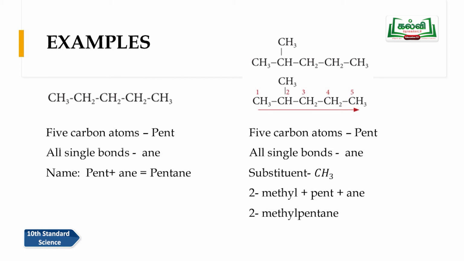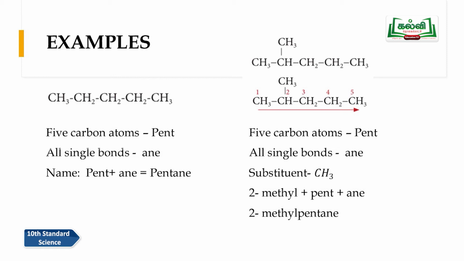How many carbon atoms are there? There are 5 carbon atoms. Therefore, what will be the root word? The root word will be pent. Next, you have to see what is the nature of the bond. All are single bonds. Therefore, what will be the word for this? It will be ANE. And what will be the name of this organic compound? It will be pent plus ane, which is equal to pentane. So the name of this organic compound following IUPAC rules is pentane.